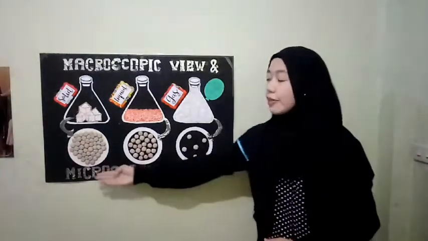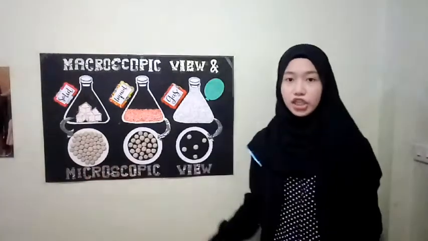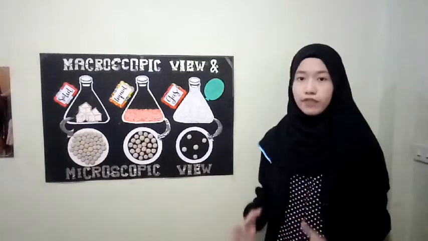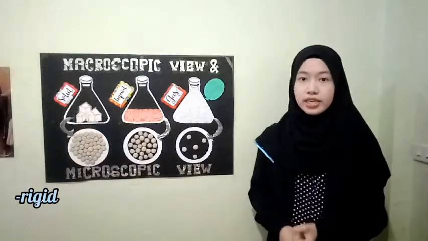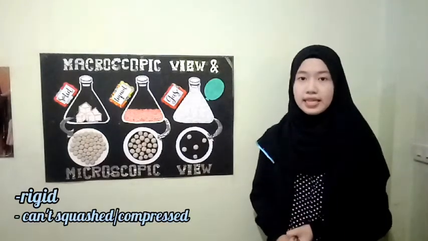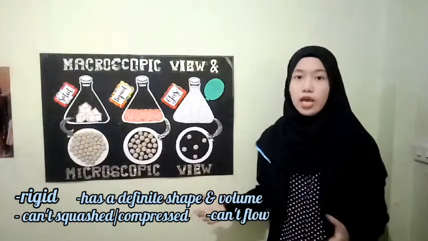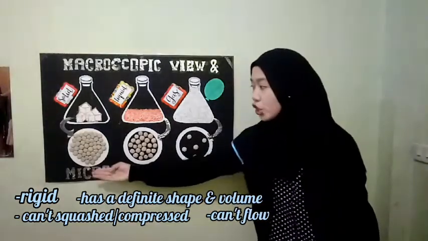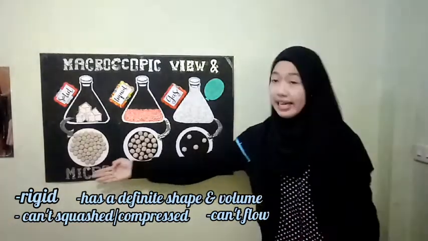As you can see in my illustration, in solid, there is a strong attraction, closely packed and fixed position. It cannot move anywhere. So, solid is rigid, it cannot be squashed or compressed, it has a definite shape and volume, and it cannot flow because of the close attraction or fixed position of the particles in it, like this.